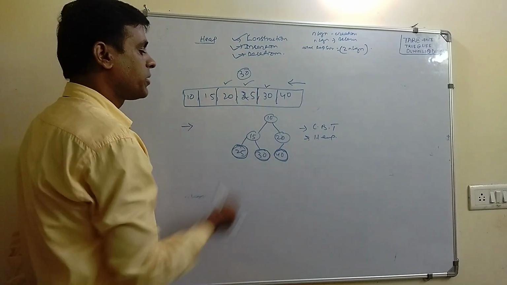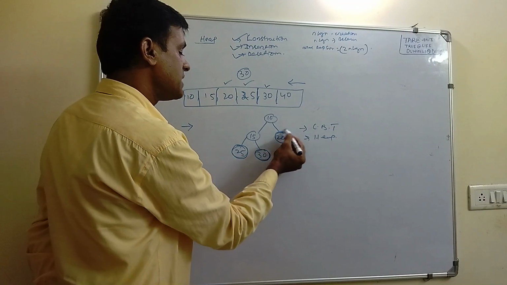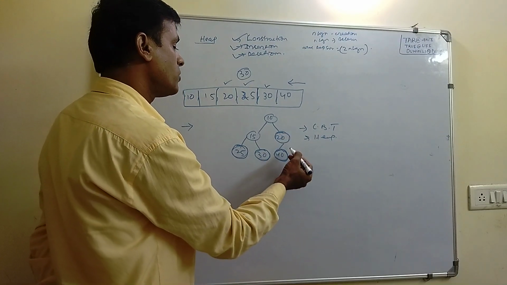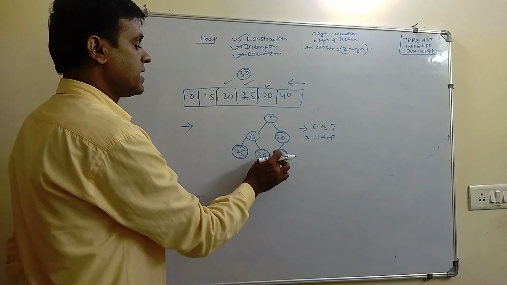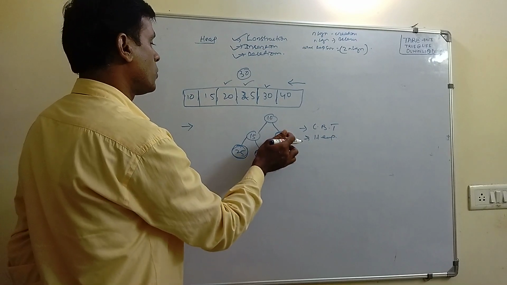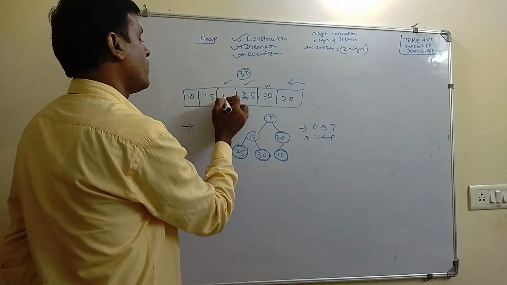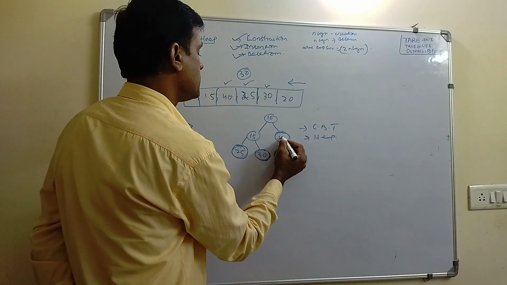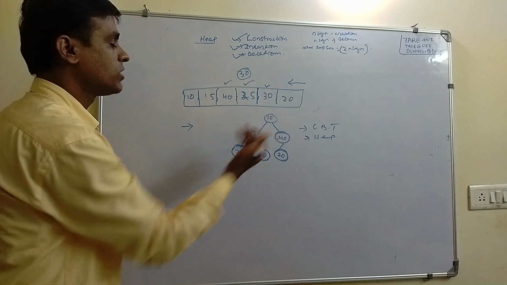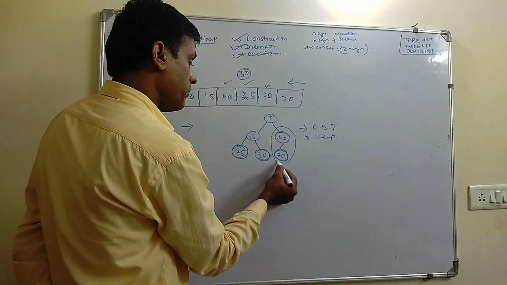Whenever you come to 20, you find that 20 is a parent node and it has a child. Does it satisfy the max heap property? No, it is not satisfying the max heap property. So what do you have to do? You have to exchange these two values. That means 40 will go here and 20 will come here. So you exchange this: this is 40 and this is 20. Now I'll say how Heapify is different from other processes. Now this 40 is a max heap.